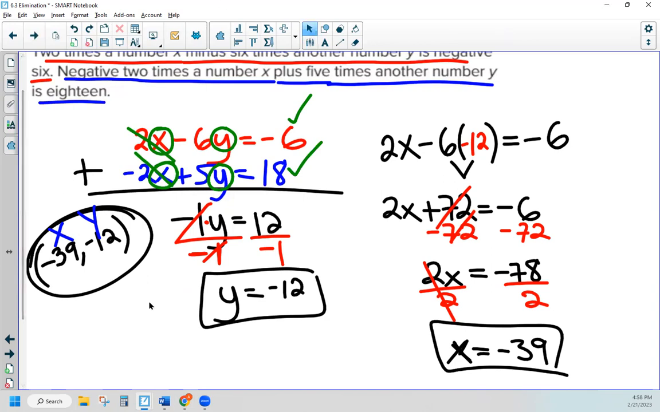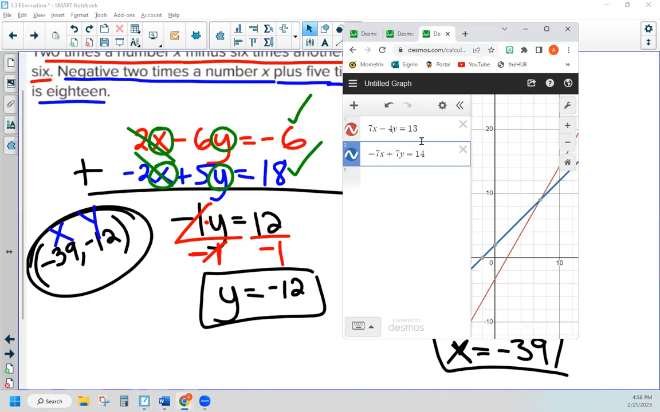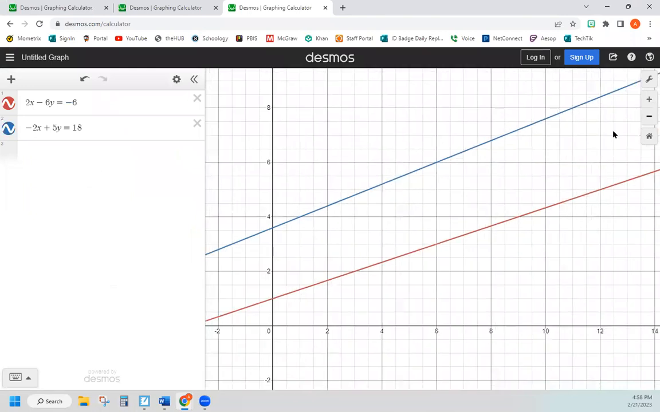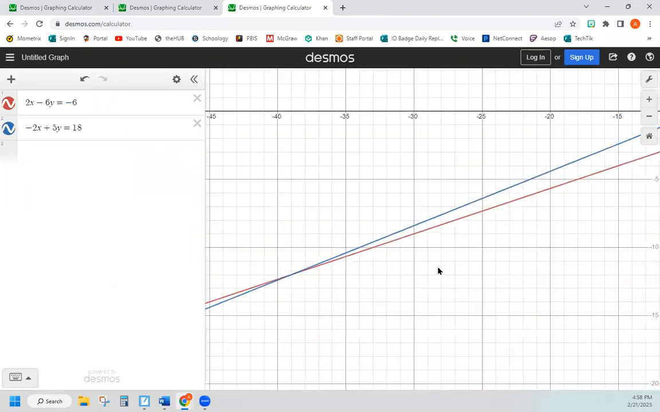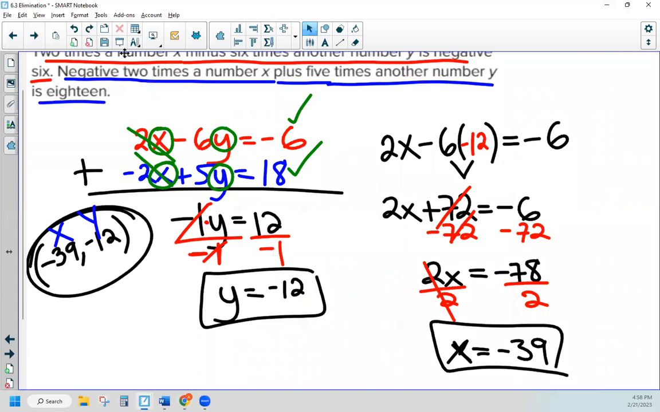All right. Once again, let me pull up Desmos really quick, just to be safe and making sure that we did the right thing here. 2x minus 6y equals -6. And then here we got -2x plus 5y equals 18. Okay, so it seems like these lines are not going to intersect, but they do. They have very slight difference in slope. -39, comma, -12. Cool.